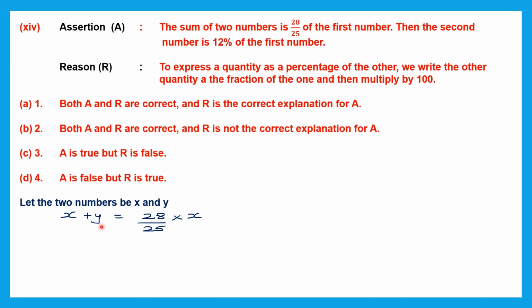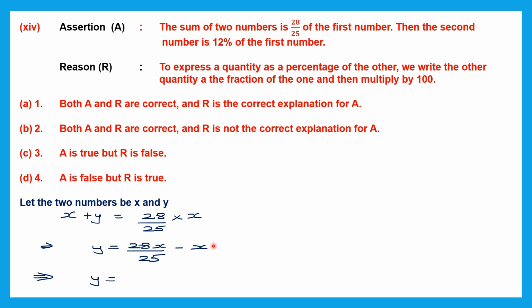Now we need to know only the value of y. So we're going to leave only y here and write 28 by 25 into x as 28x by 25. Now we are going to transpose this x to the other side. When it goes there it becomes minus x. Now here we are finding the value of y. Y is equal to 28x by 25 minus x.